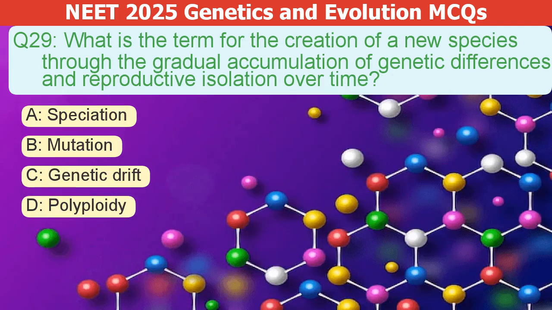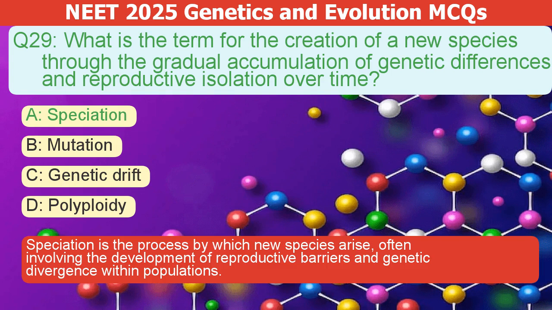What is the term for the creation of a new species through the gradual accumulation of genetic differences and reproductive isolation over time? A. Speciation. B. Mutation. C. Genetic drift. D. Polyploidy.